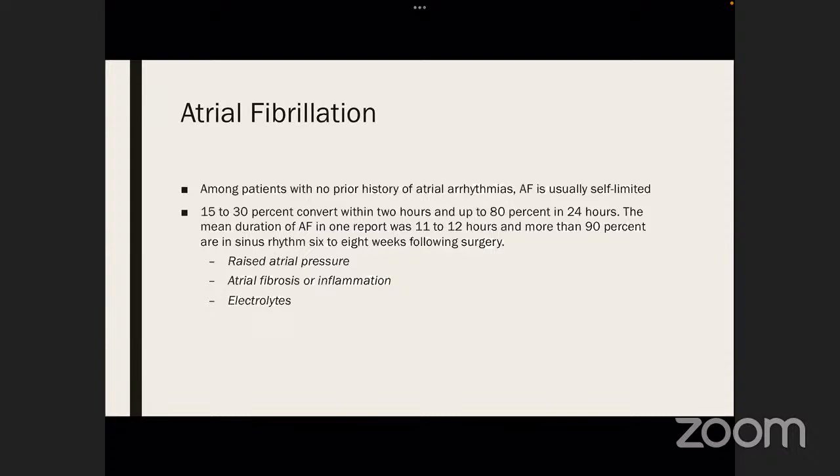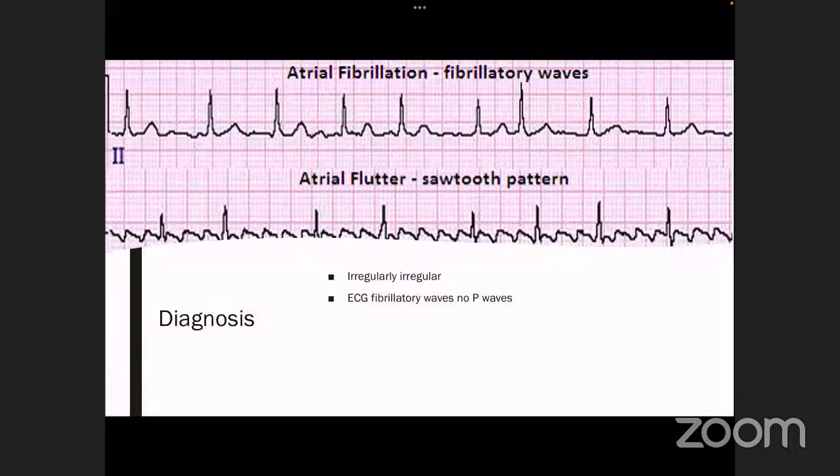What might be the causes? Raised atrial pressure, atrial fibrosis, electrolytes, and injury. This is an ECG for atrial fibrillation with the irregular rhythm, and with the fibrillatory waves and no P waves.